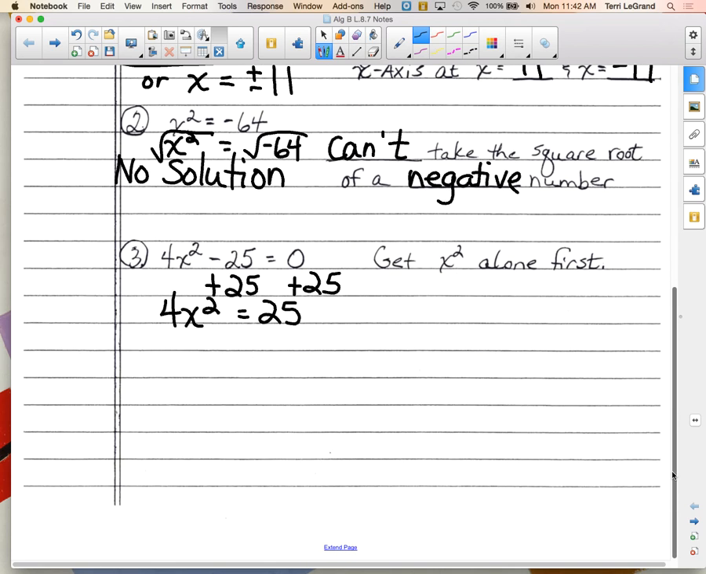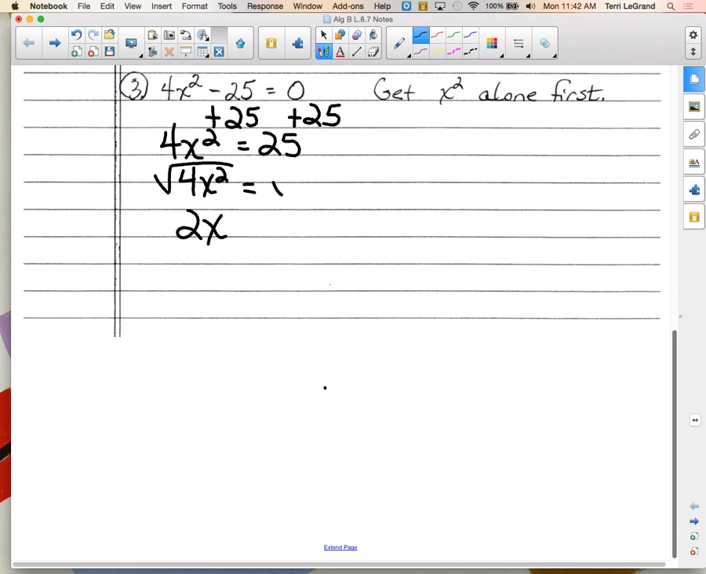So if you take the square root of 4x squared, that'll at least get it to be an x. There's going to be a 2 in front of it, so that's kind of an issue, but right now, don't worry about that. If I take the square root of 4x squared, I have to take the square root of 25. The square root of 25 is 5. Oh, just 5? Yes. Just 5? And negative 5. Don't forget that.